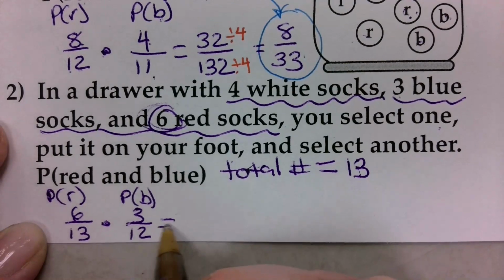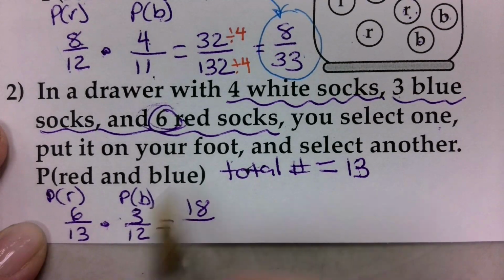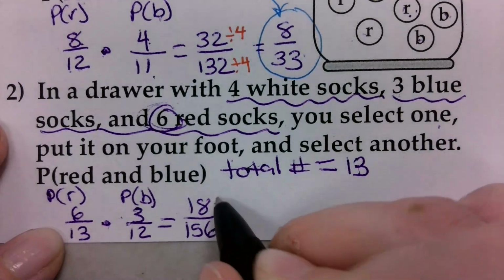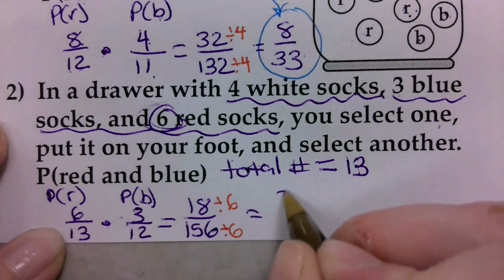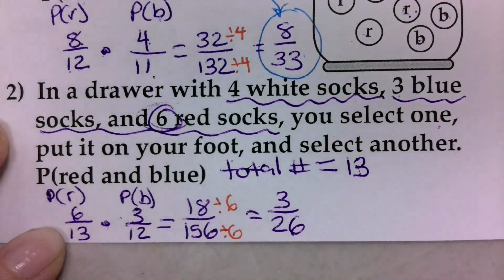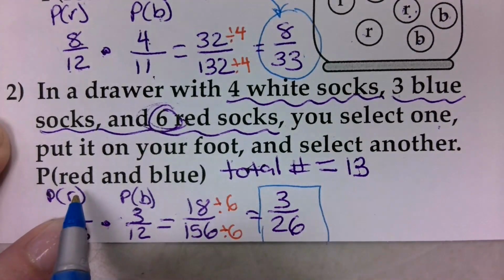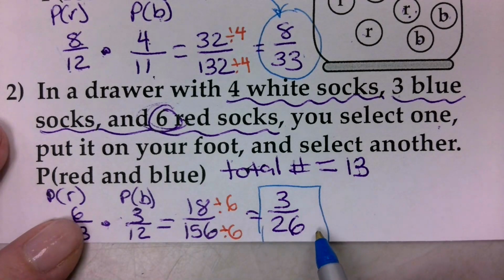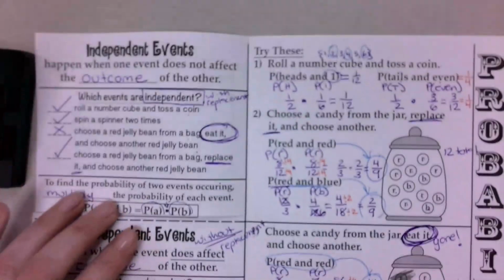We're going to multiply these together. 6 times 3 is 18 over 13 times 12, which is 156. I could divide top and bottom by 6, which means we get a final answer of 3 out of 26. That means the probability that I will choose a red sock to put on my foot and then a blue sock after I'm already wearing the red sock would be 3 out of 26. Now this is all dependent events. I hope it's a little bit clearer. We're going to practice it some more.